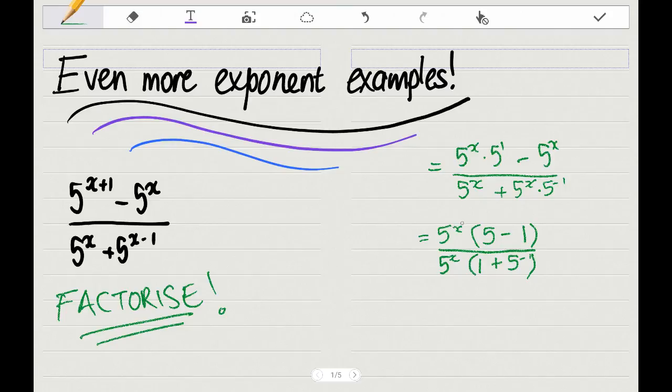Okay. Then what we have is multiplication now as the operation over here. So the 5 to the power of x's cancel. 5 minus 1 is 4. And this is 1 plus 1 over 5. So this here is 4 over, making this a mixed number, it's 6 over 5. And that is 4 divided by 6 over 5, which is 4 times 5 over 6, which is 24 over 5. Okay, so that wasn't too bad. Let us look at another example.